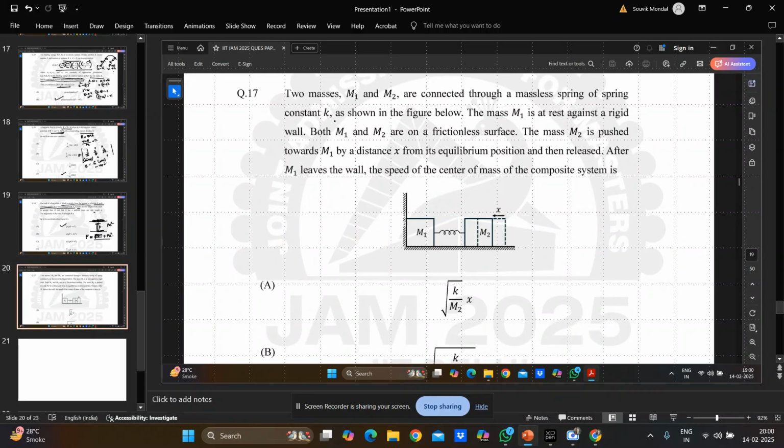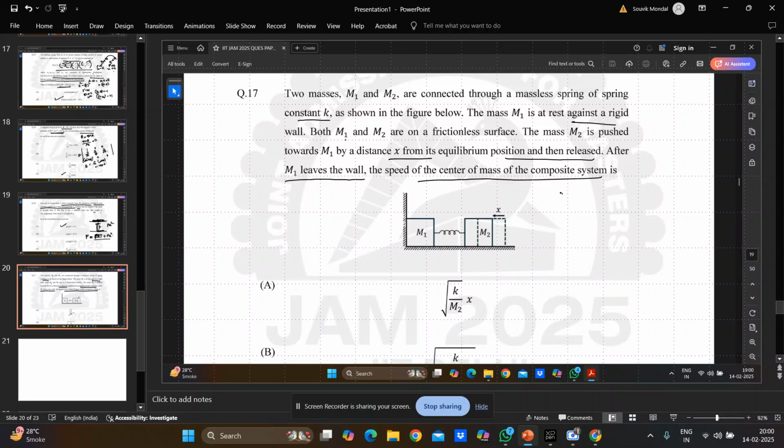Now the last problem. The two masses m1 and m2 are connected through a massless spring of spring constant k as shown in the figure below. The mass m1 is at rest against a rigid wall, and m1 and m2 are on a frictionless surface. The mass m2 is pushed towards m1 by a distance x from its equilibrium position, then released. After m1 leaves the wall, the speed of the center of mass is asked.